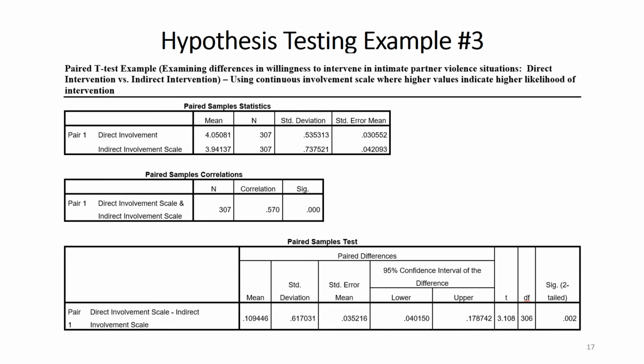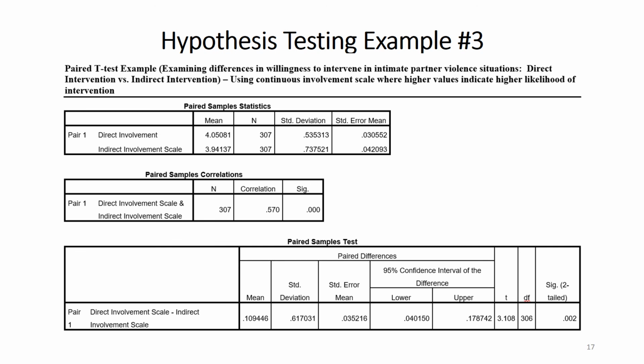This one is also a paired t-test, but the only difference here, this is not a repeated measures paired t-test. This is that second type of paired t-test that I spoke about at the very beginning of this lecture. This is where you're examining measurements for the exact same group of people, but two different measurements. And this is real data from, as I said before, one of our grad students who had conducted a study examining willingness to intervene in domestic violence or intimate partner violence situation.